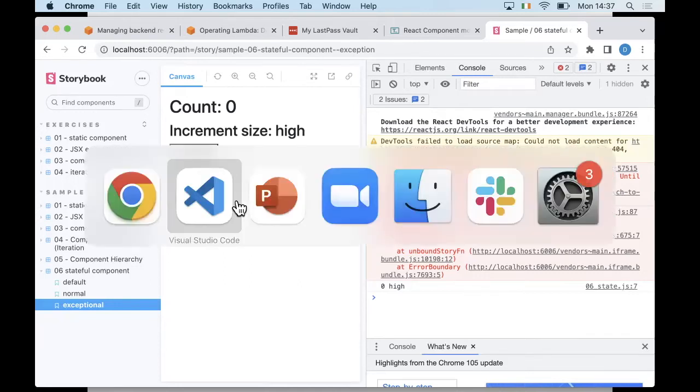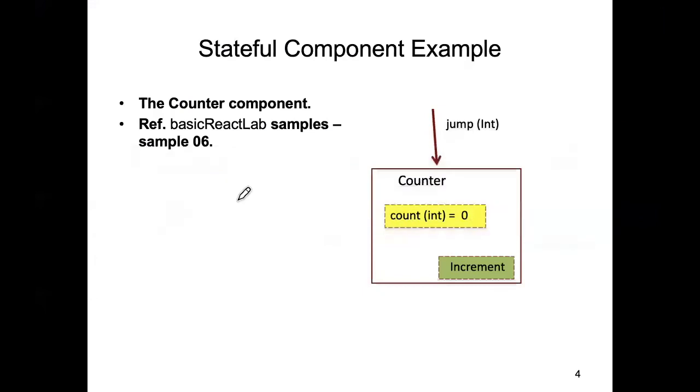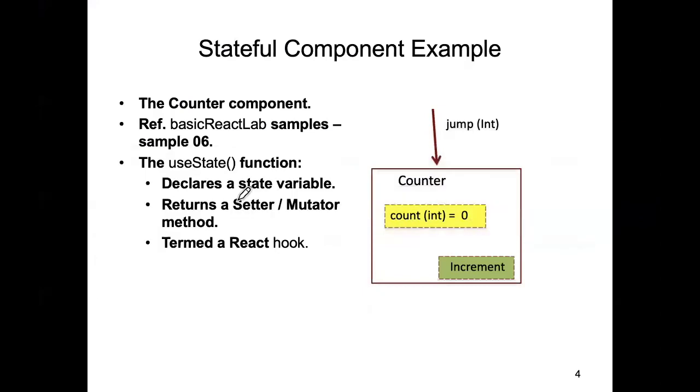The key message that I want to get across though, relates to state. It's this special function called useState that allows us to declare a state variable. It returns a setter method that allows us to mutate that state variable, as well as returning the current value of the state variable. And that function, the useState function, it's technically referred to as a React hook. And there are a number of other React hooks as well that we'll be looking at as we work our way through this part of the module.